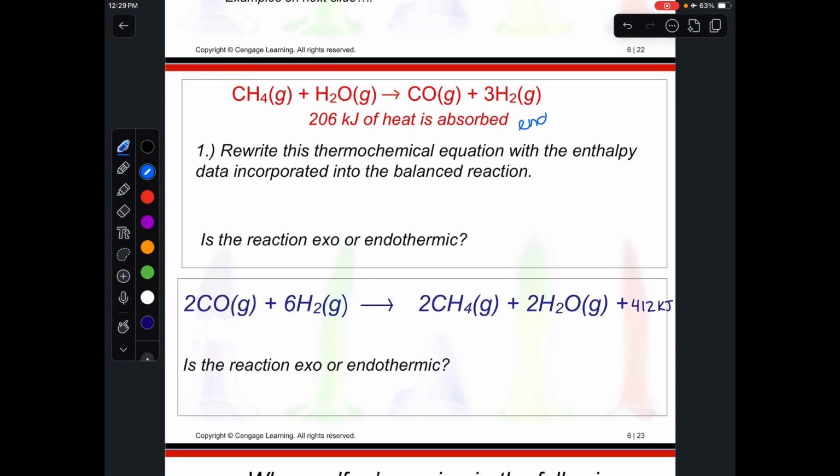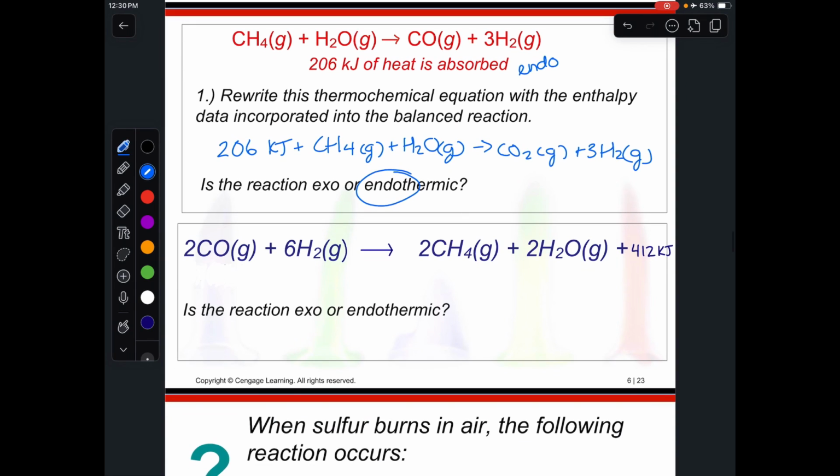So we have a reaction and we have heat being absorbed. So I'm hoping you see that and you say to yourself, this is endothermic, meaning it has a positive delta H. So rewrite this thermochemical equation with the enthalpy incorporated. Because it's endo, it's absorbed, we're going to go ahead and put it in the front of the equation. So 206 kilojoules, and then you can just continue adding whatever else you have to the equation. Okay, so that's a pretty easy one here. And then is it exo or endo? I might have answered that question already. We know it's endo because it is absorbed heat and it is a positive value.